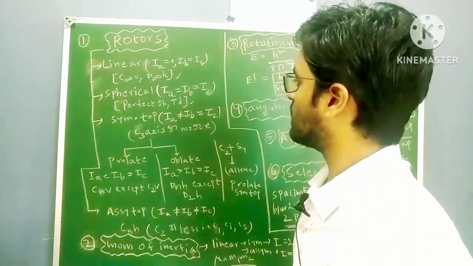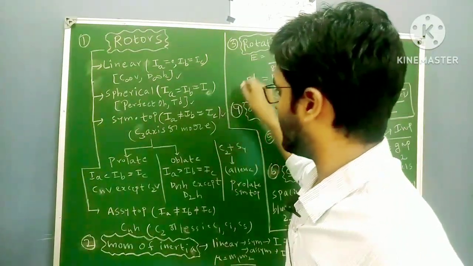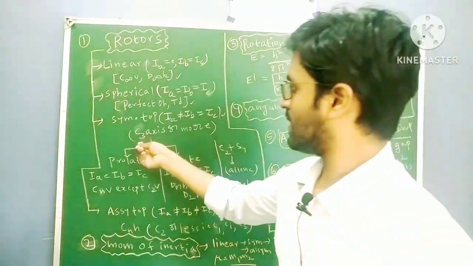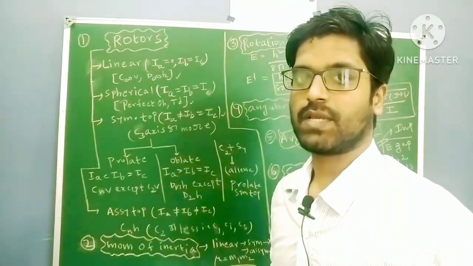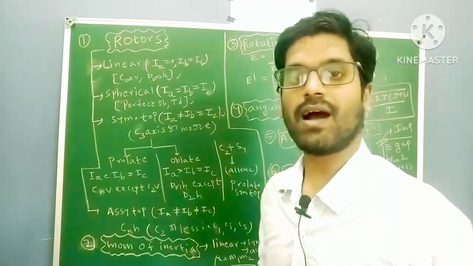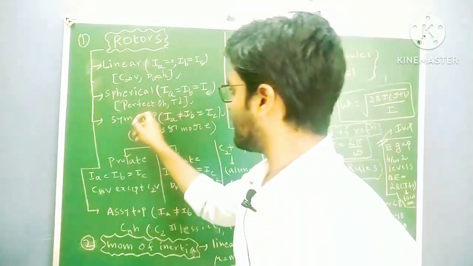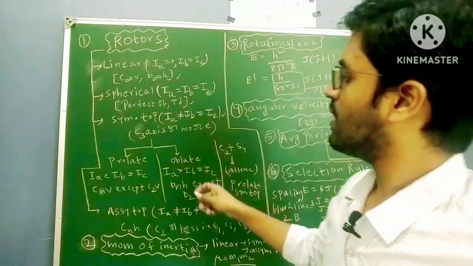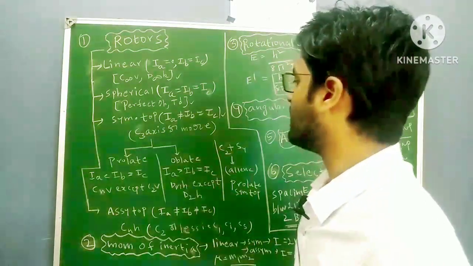Next is the symmetrical top molecule. The condition is Ia not equal to Ib, but Ib equal to Ic. Here there is a C3 axis or more, meaning the point group should be C3v, C3h, like that. C3 or more, not C3 or less. This symmetrical top rotor is again divided into two parts: one is prolate symmetrical top, and the second is oblate symmetrical top.